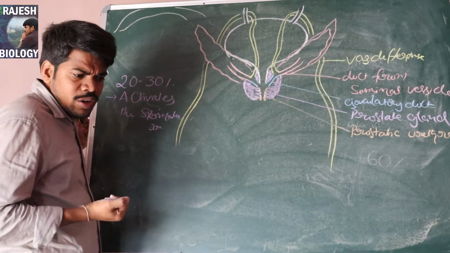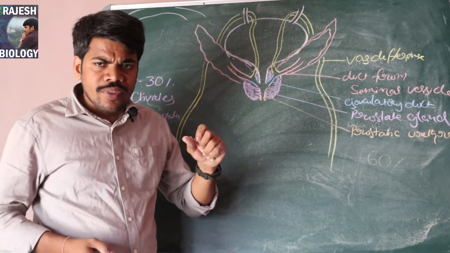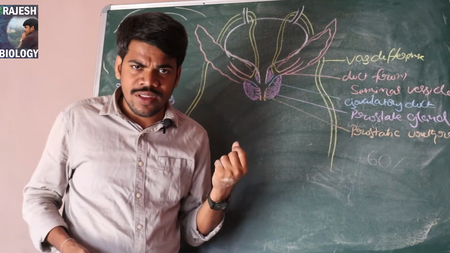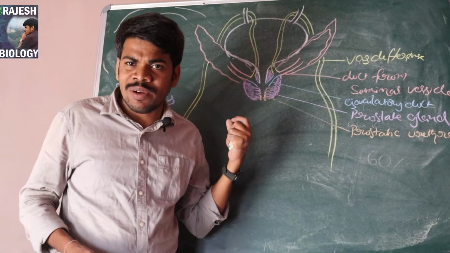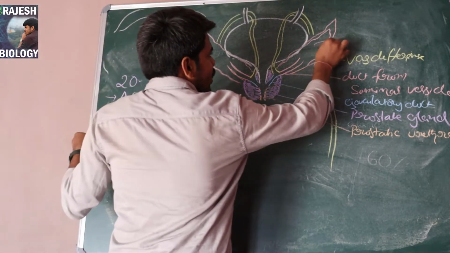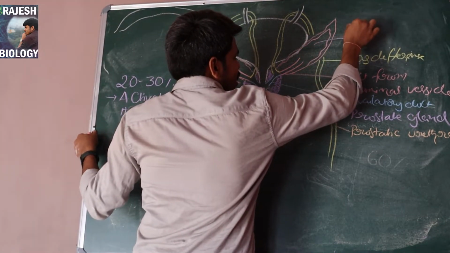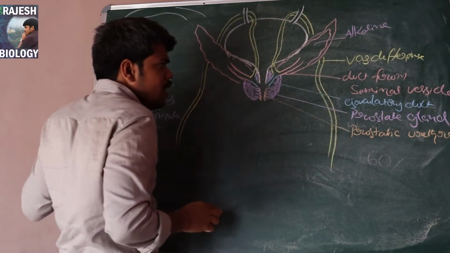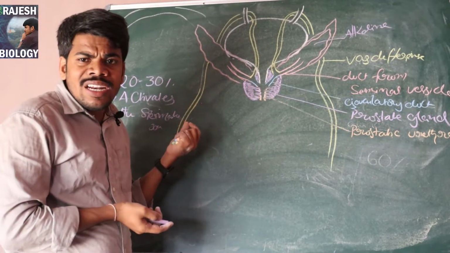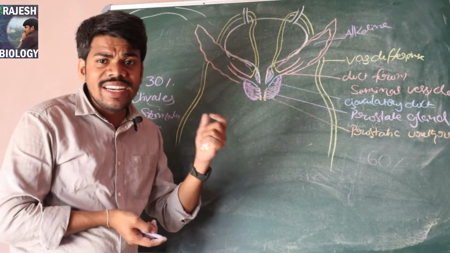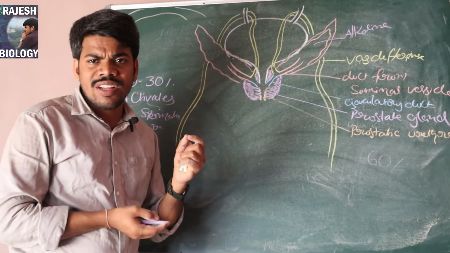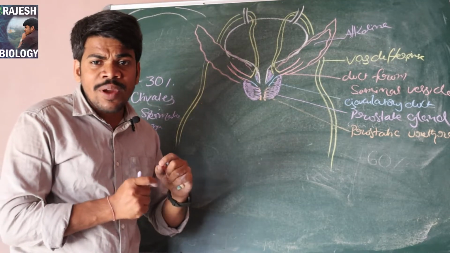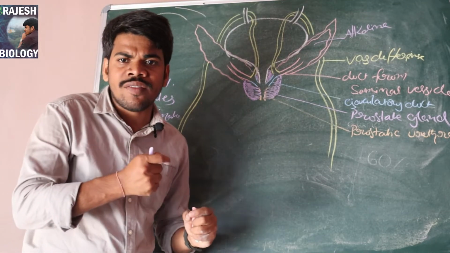If the semen loses its liquidity... because I forgot to mention, seminal vesicle secretions are somewhat viscous, and of course it is an alkaline fluid. The seminal vesicles secrete alkaline and viscous fluid, and the prostate gland secretes an acidic fluid, somewhat little acidic in nature. And prostatic secretions maintain the liquidity of the semen.